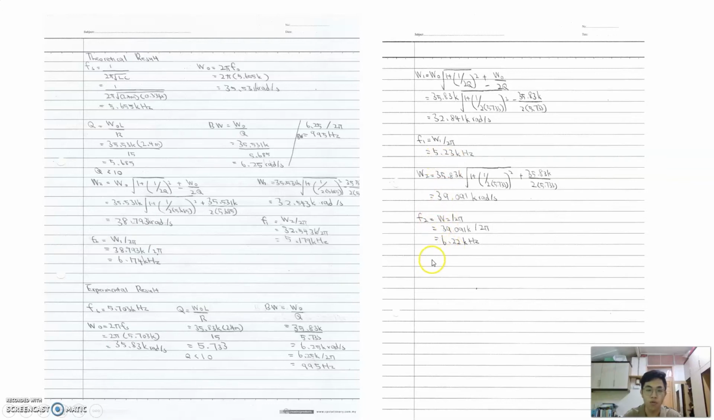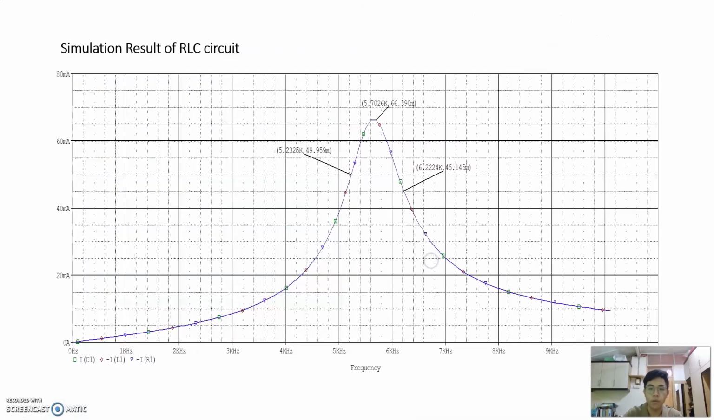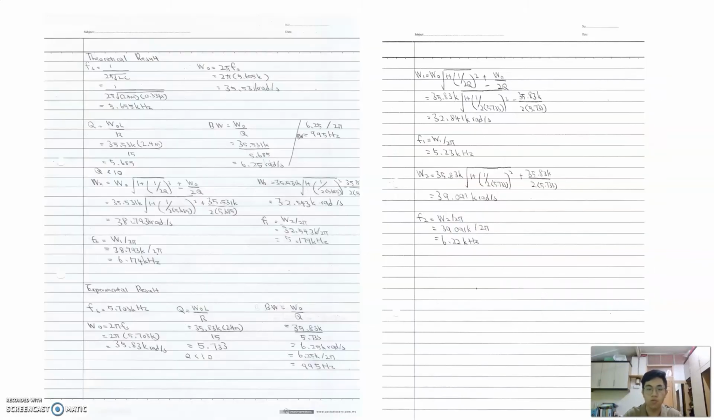So I use these two half power frequencies and plot them on the graph. So I will get this value. After that, we need to compare with the theoretical result. So we need to do the calculation again.